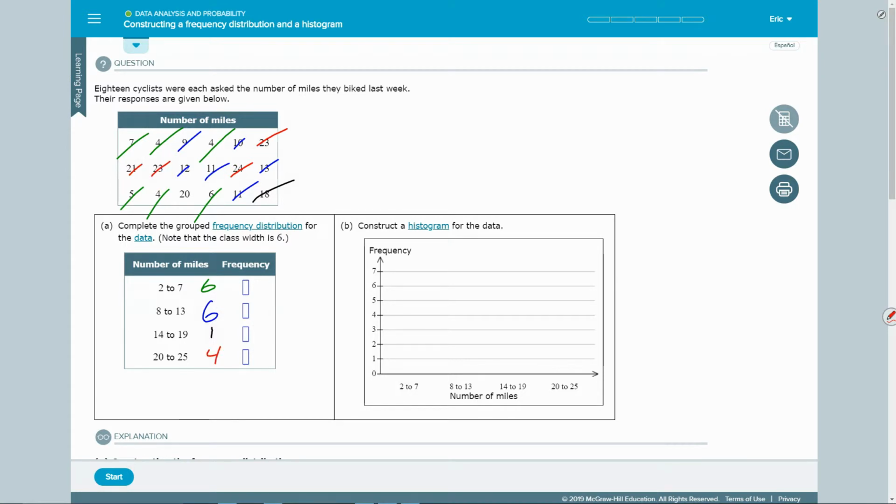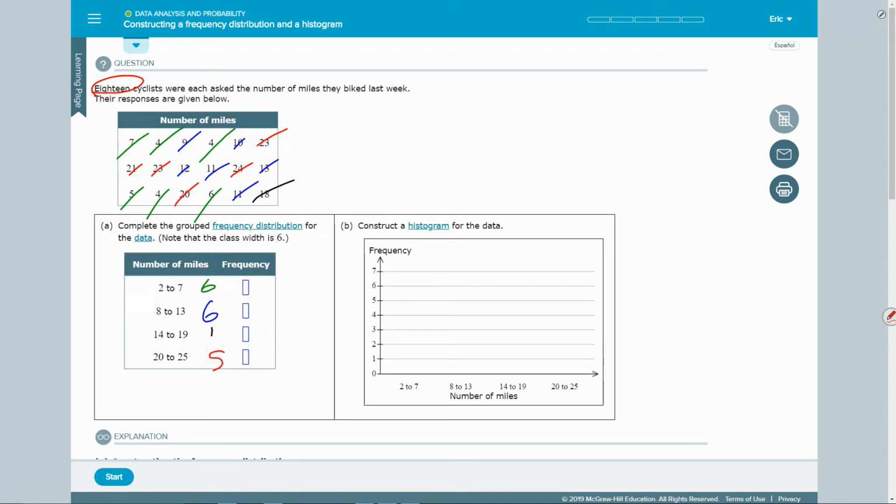I add these together to see if I counted everything, which I can see I didn't. 6 plus 6 is 12, plus 1 is 13, plus 4 is 17. I missed one of the 18 cyclists, and I see it right here at the 20. So this wouldn't be 4, this would be 5.